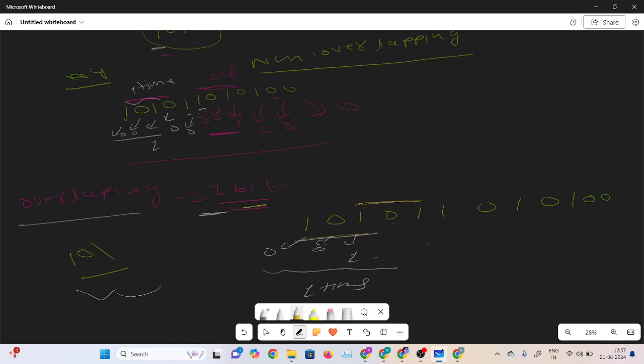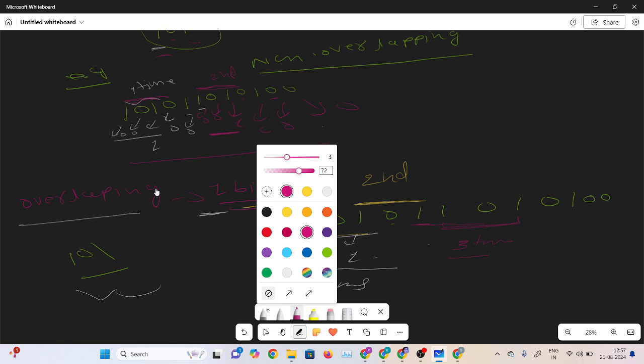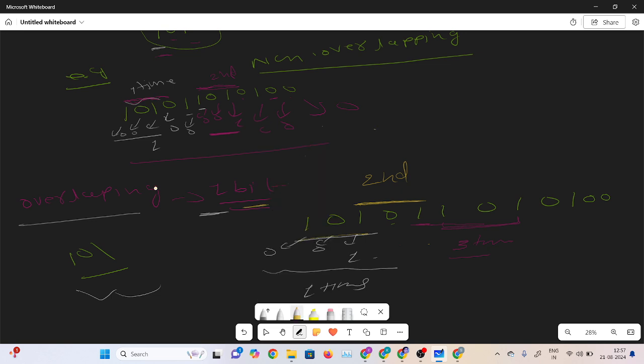Again 101 is matching, this is the second time. Again 101 is matching, then the next sequence will start from where, this 1 1, this one. So 1 1 is not matching. But from here to here, 101 is matching, so three times is matching. Then the next sequence will start after matching with one bit overlapping, from this one. Again it is matching, this is the fourth time.